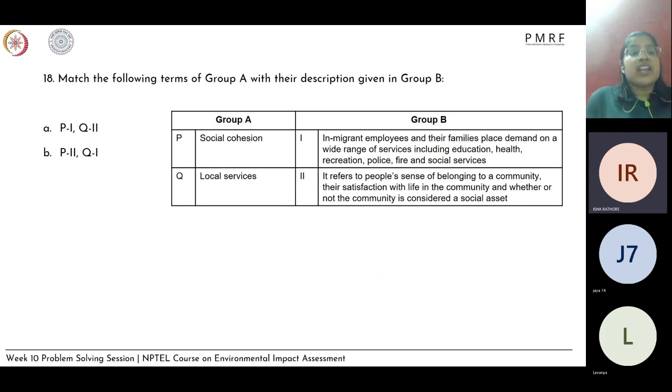So moving on to question 18, which is to match the following terms of group A with their description given in group B. So group A has social cohesion and local services, and group B has descriptions. So again, these are terms from the social impact assessment lectures. That is lecture 49 and 50.